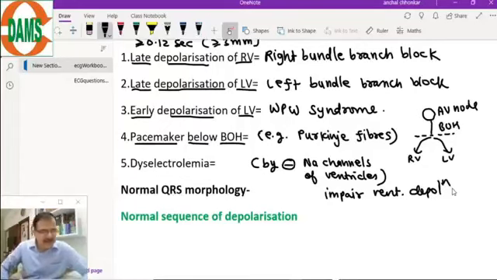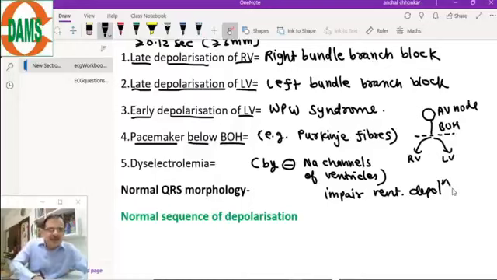They will impair the ventricle depolarization. By inhibiting sodium channels of the ventricle, all of you must know that sodium channels are responsible for depolarization of the ventricles. So if those channels are inhibited, depolarization is impaired and the QRS becomes wide.